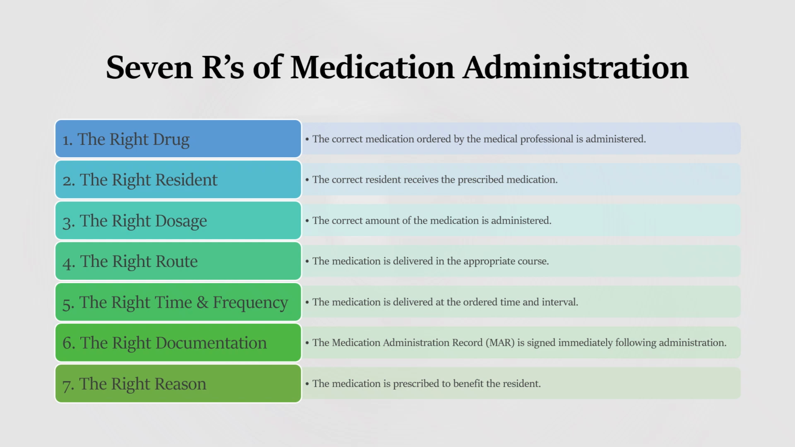Number 5, the right time and frequency. The medication is delivered at the ordered time and interval. The right documentation. The medication administration record is signed immediately following administration. Number 7, the right reason. The medication is prescribed to benefit the resident.